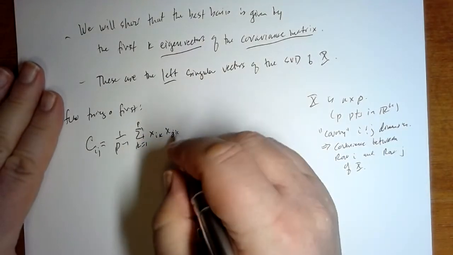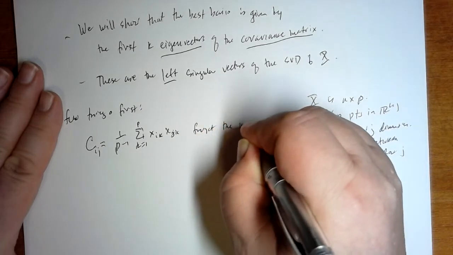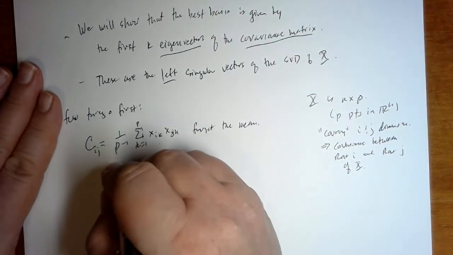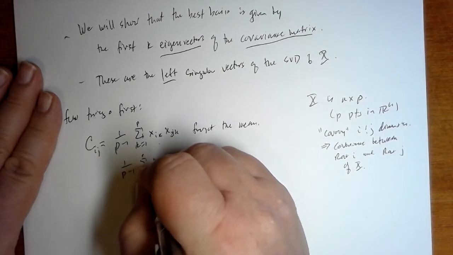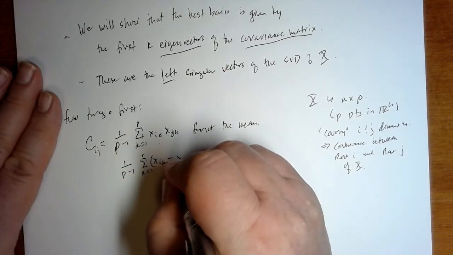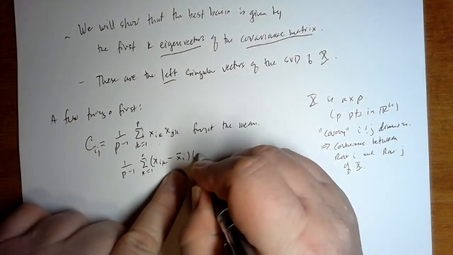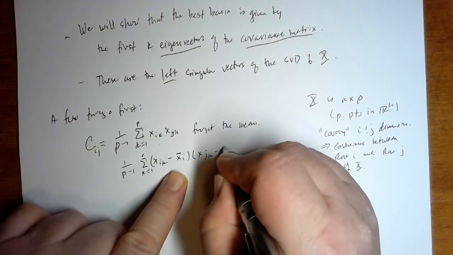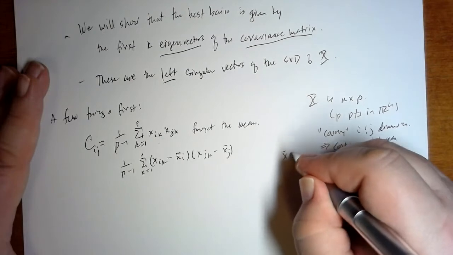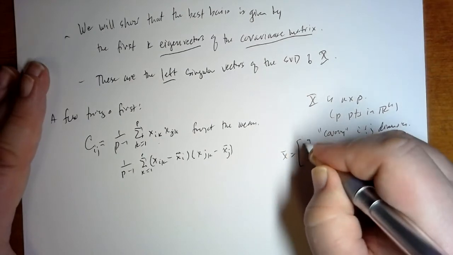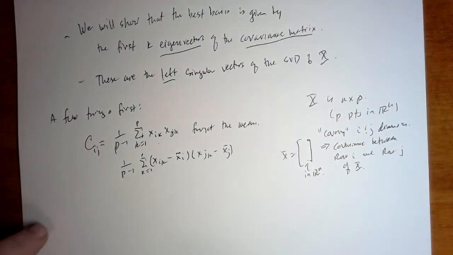Oops, you know what? I forgot about the mean. So if the mean was 0, you would compute this. Otherwise, you would compute the sum from k equals 1 to p of (x_ik minus the ith dimension of your mean) times (x_jk minus the jth component of your mean), because the mean is also a vector in R^n.